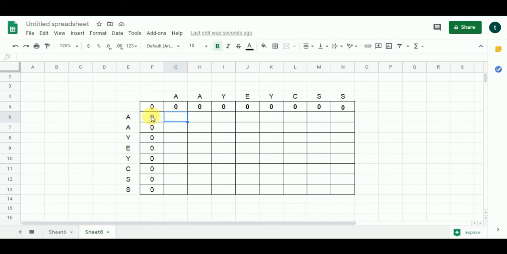So we are going to compare this A with this A. Now we can see that this A and this A belong to the same index. Hence, there can't be any repeating subsequence here in this subproblem. So the solution here, or the value in this cell, is going to be 0.